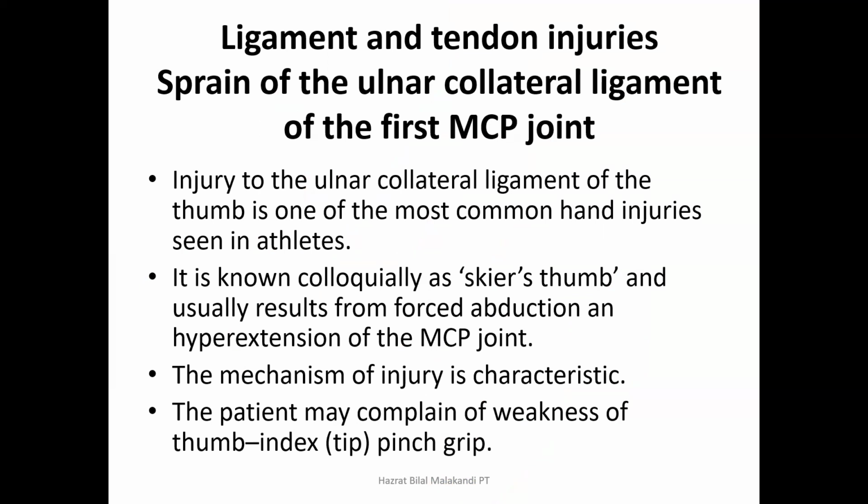Now we will discuss the ligament and tendon injuries, specifically the ulnar collateral ligament of the first MCP joint, or the medial collateral ligament, that is very common among skiers. When skiers fall, since they use sticks, there is a band above the handle they hold, and usually the thumb gets caught in that band, due to which the ulnar collateral ligament ruptures.